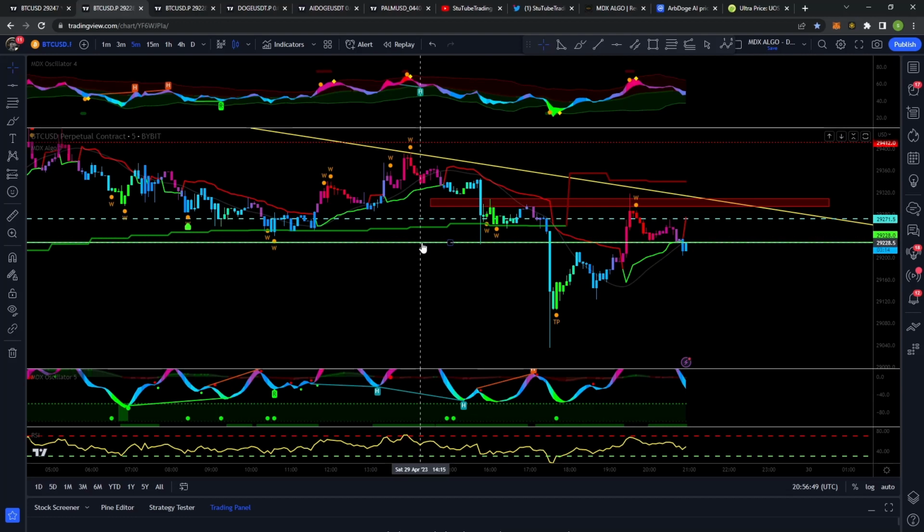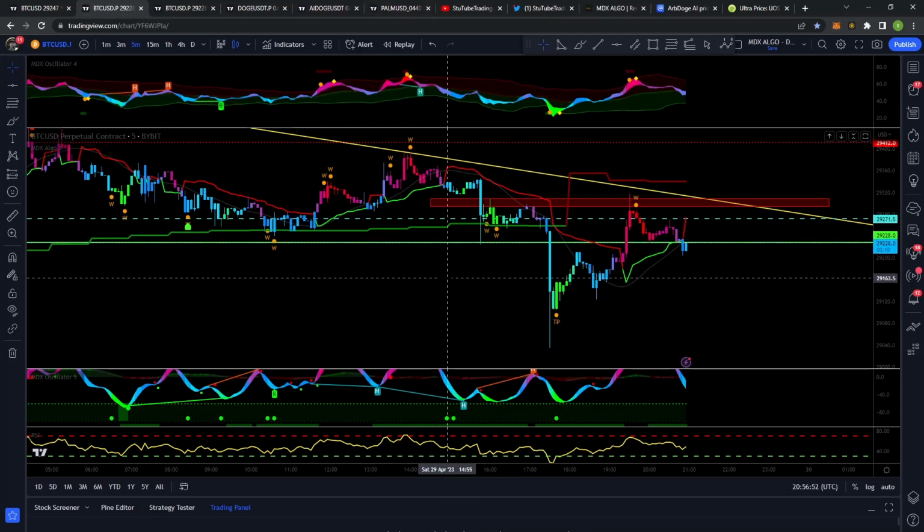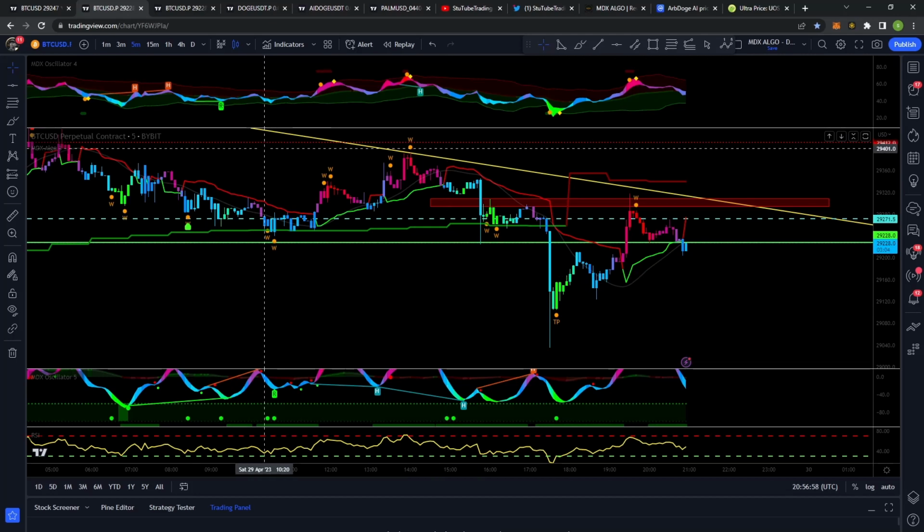I actually did that with AI Doge. I did sell, I think it was a quarter of what I initially bought. After I hit about a 3x, I sold a quarter of it. Just get rid of some of that risk.